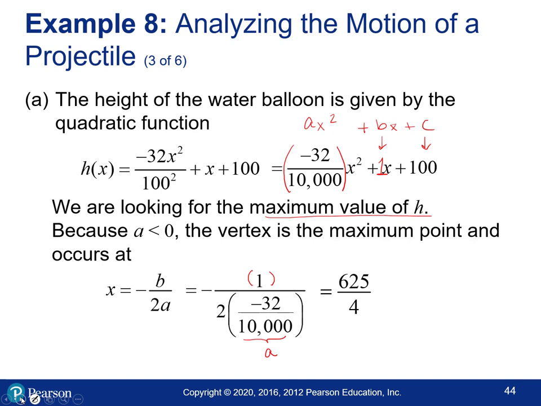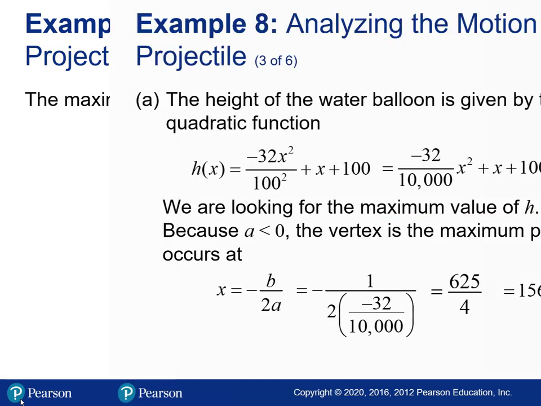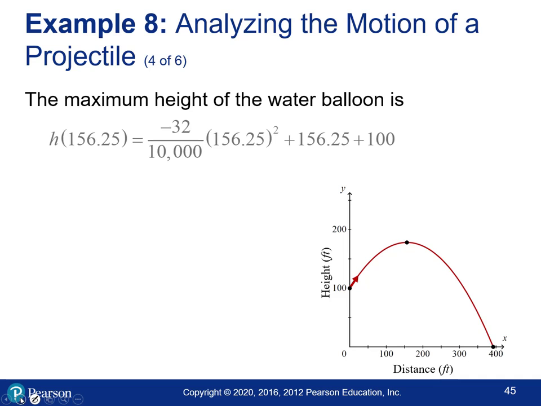Then just simplify that, and you get 156.25. You can use a calculator for that one just to simplify. So that's our x value, and then the y value is what we want. This is the height we're looking for.